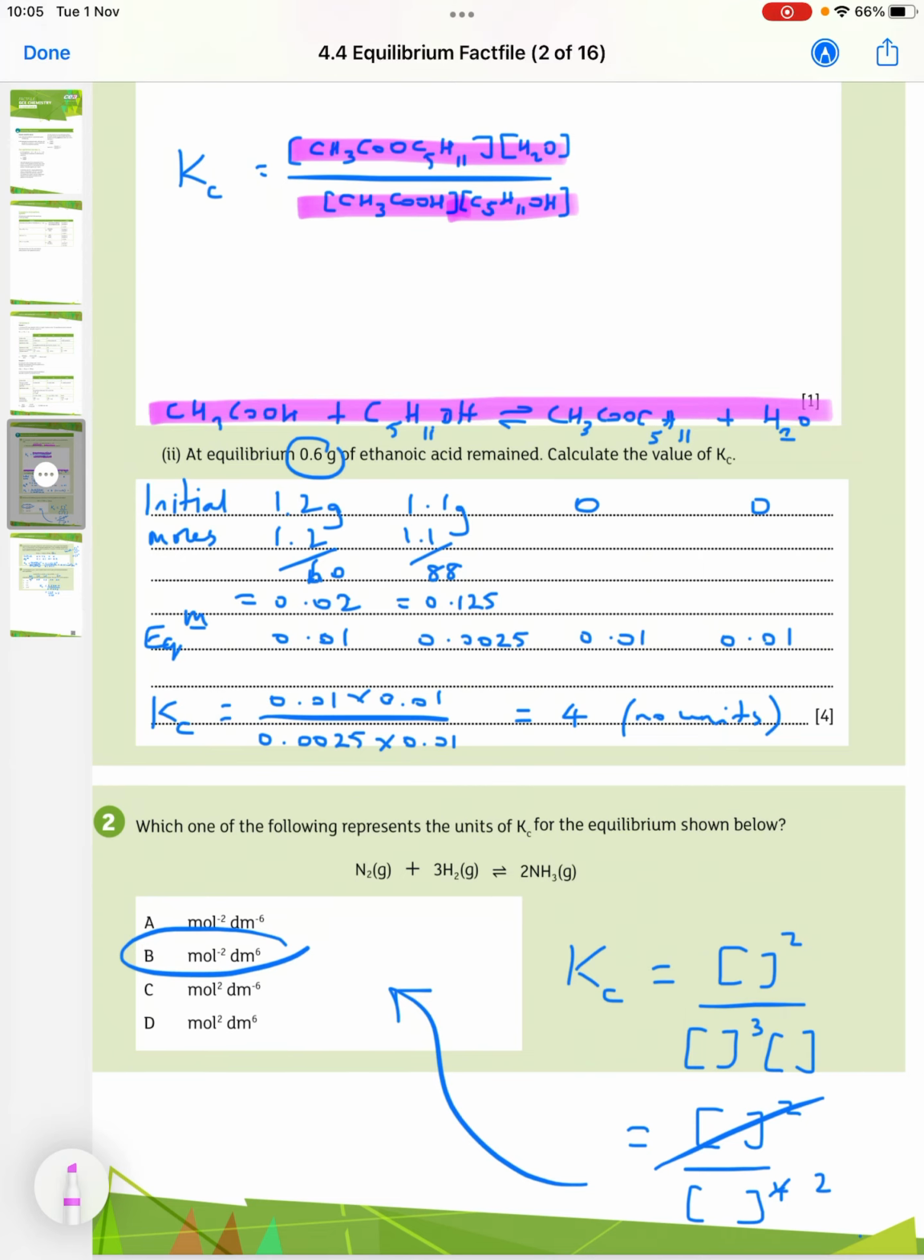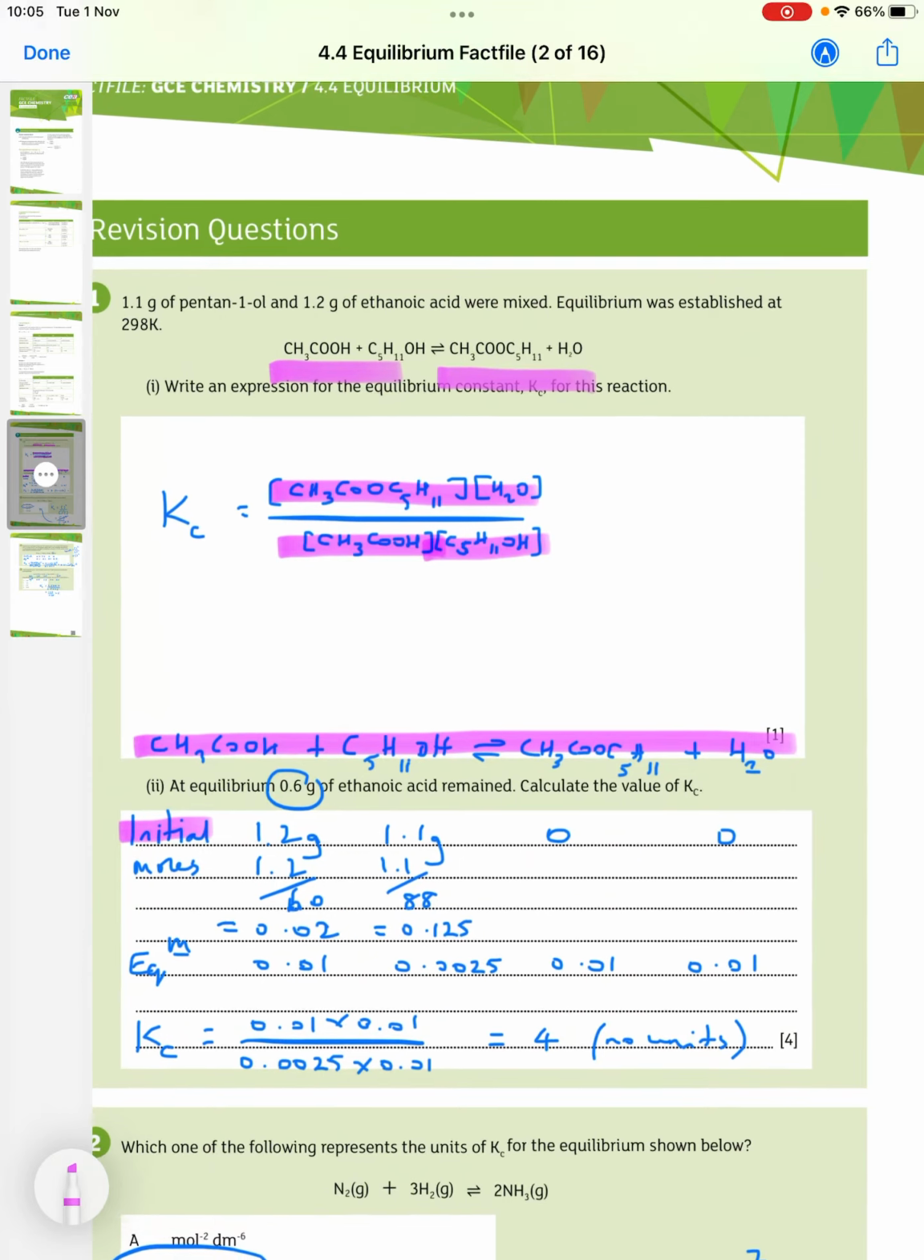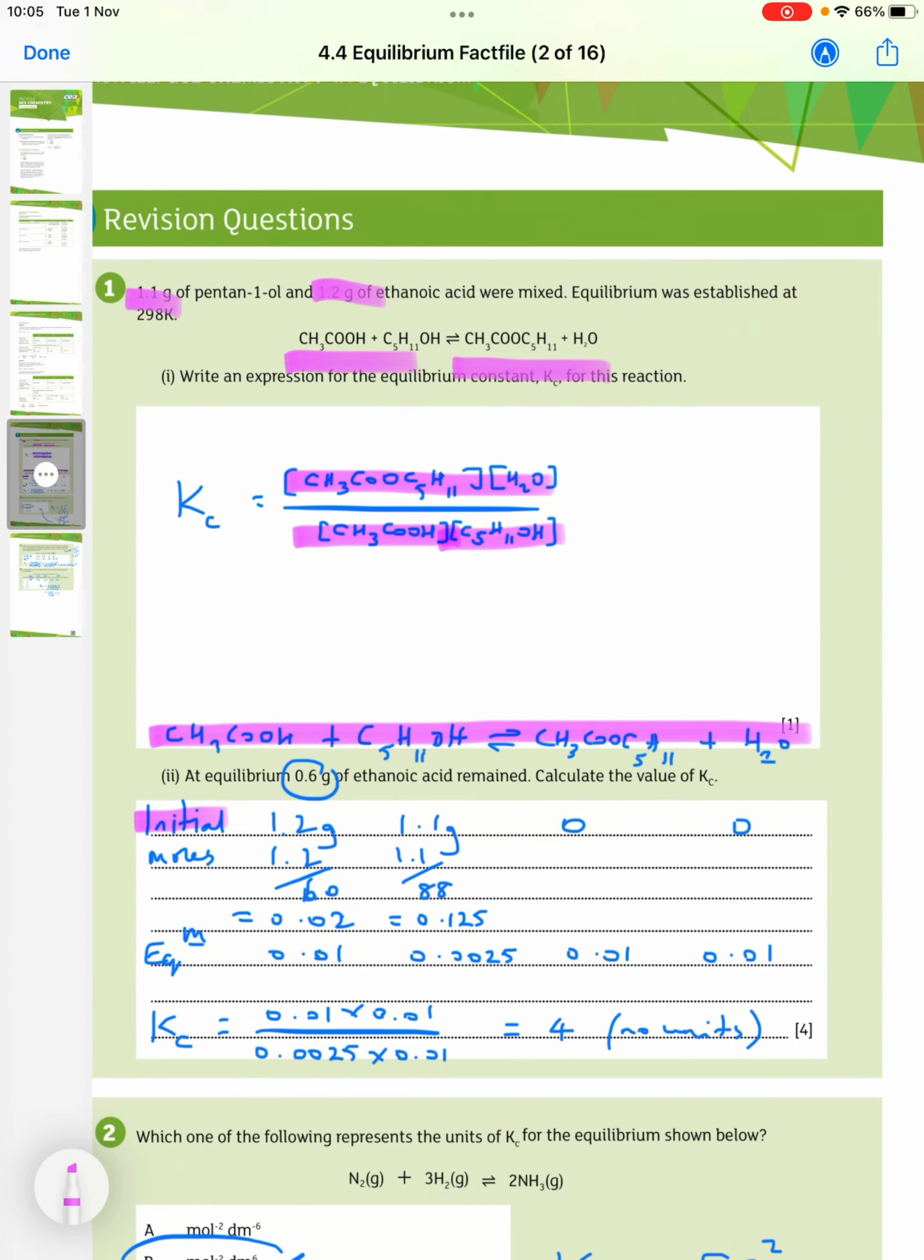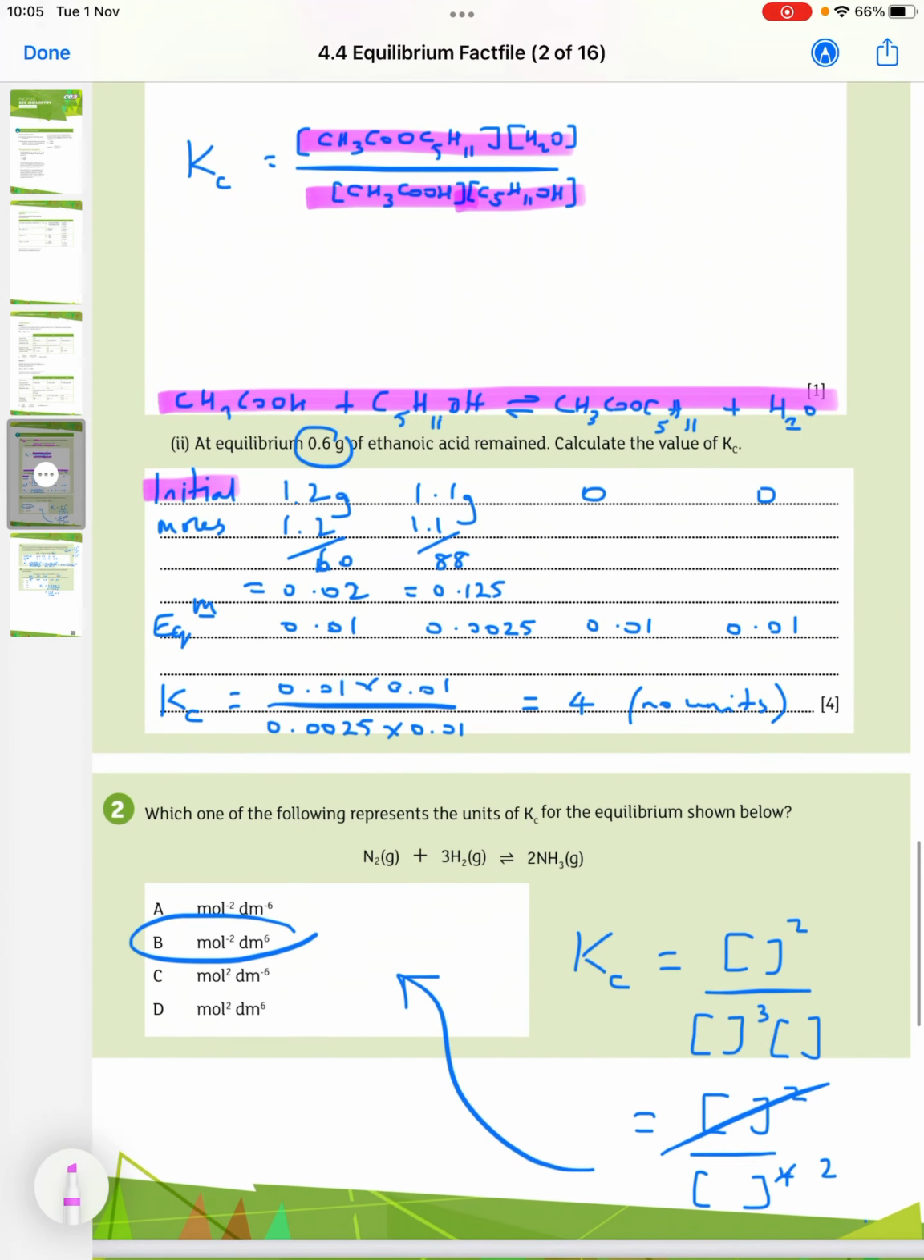So I've just written out the equation here again. And initially we're told in the question up here we have 1.1 grams of pentanol and 1.2 grams of the ethanoic acid. So 1.2 grams of the acid, 1.1 grams of the alcohol. Then you need to work out the number of moles here. So just finding the formula mass for each. So it's 60 for the acid and 88 for the alcohol. So 1.2 divided by 60 gives us 0.02 and 0.0125 then for the alcohol. Those are the number of moles initially. And of course the ester is 0 and water is 0.